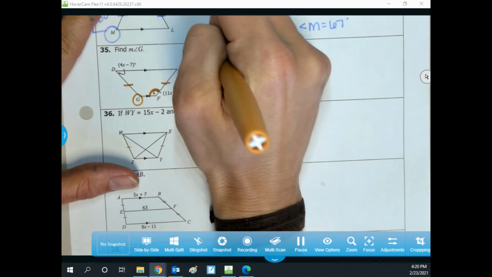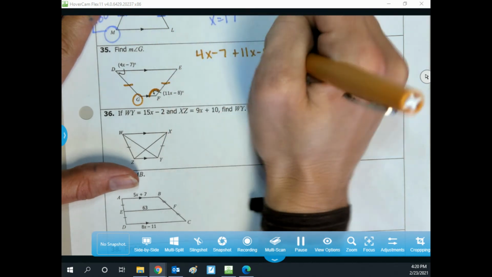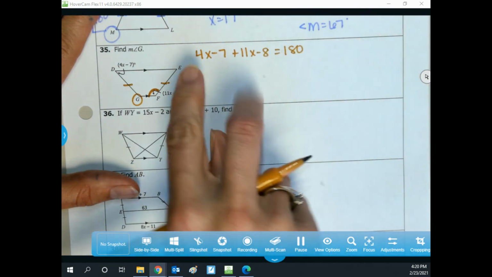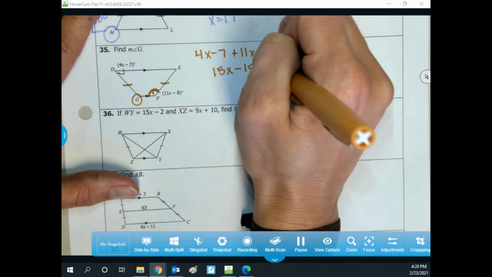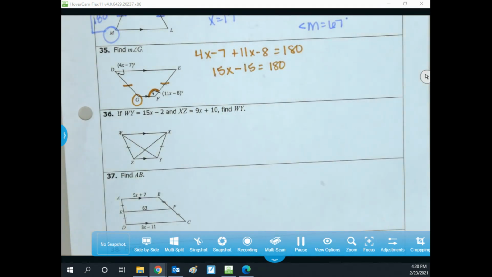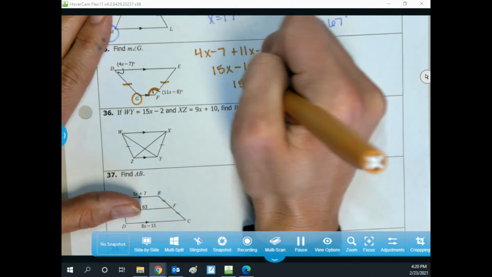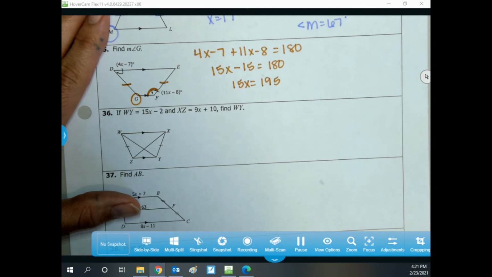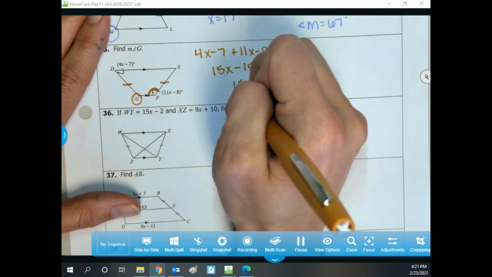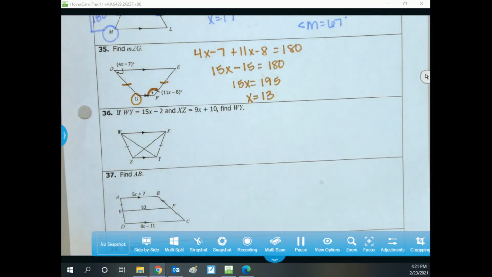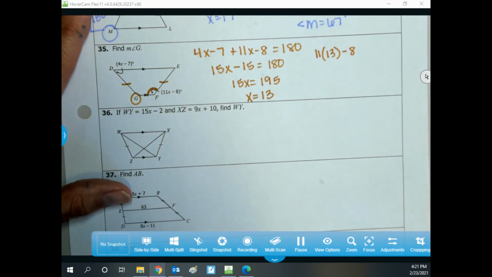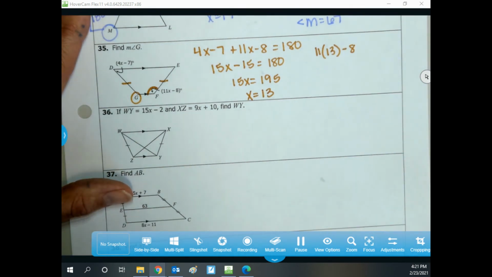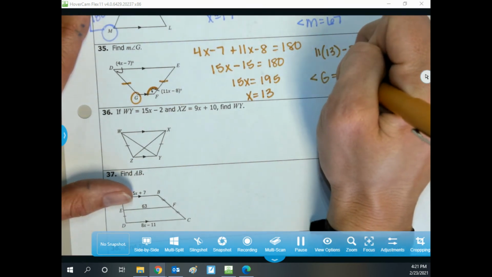So you should have done 4x minus 7 plus 11x minus 8 equals 180 degrees. Combine like terms. 15x minus 15 equals 180. Add 15 to both sides. 15x equals 195. Divide by 15, and 195 divided by 15 is 13. But we're not done yet. We plug it back in here. 11 times 13 minus 8. 11 times 13 is 143. Minus 8 is 135. So angle G equals 135.